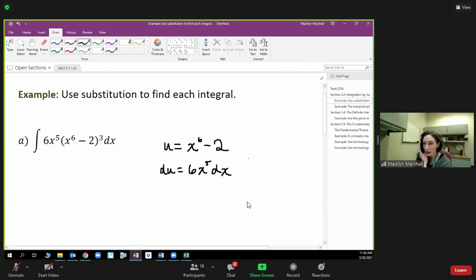So we choose this u, which looks like it's probably a good u, x to the 6 minus 2. And then we find our du to make sure they match. And so looking at this, we see u is this interior part. And du is that whole 6x to the 5th dx. So this u works because our u and du are going to be able to replace everything in that integral.